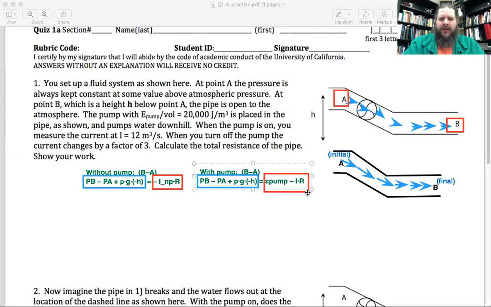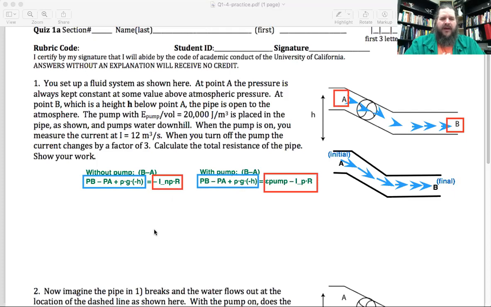Whereas with the pump, we're going to have, let's fill in current with pump. I'll just call that I sub pump. So let's just use I sub NP to mean current with no pump and I sub P to represent current with the pump. We can now set those boxed right sides of the equations equal to each other. The right side of the equation without the pump and the right side of the equation with the pump have to be equal to each other because the deltas on the left side of the equation are the same for both.